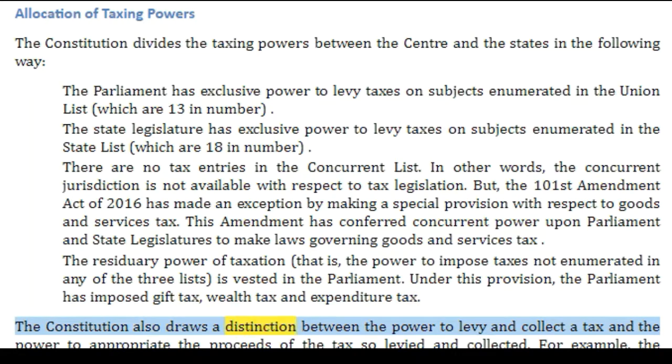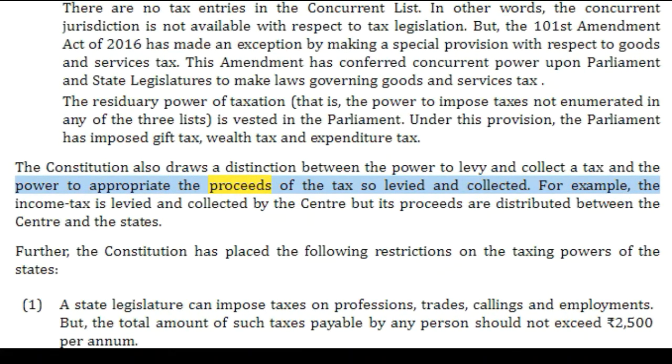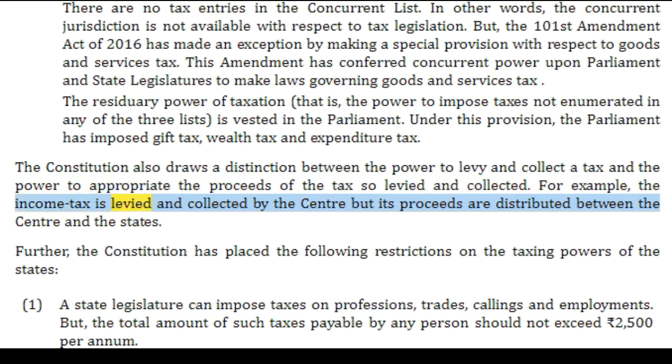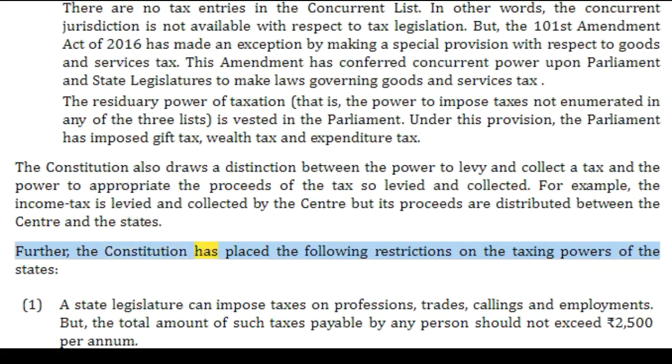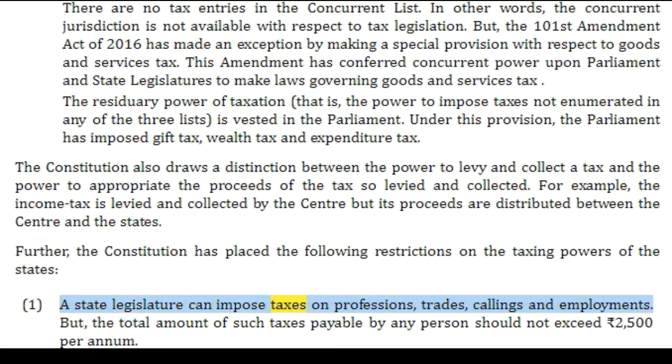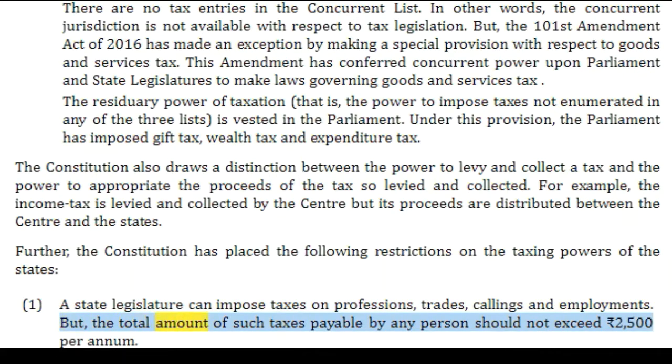The Constitution also draws a distinction between the power to levy and collect a tax and the power to appropriate the proceeds of the tax so levied and collected. For example, the income tax is levied and collected by the center, but its proceeds are distributed between the center and the states. Further, the Constitution has placed the following restrictions on the taxing powers of the states. 1. A state legislature can impose taxes on professions, trades, callings, and employments. But the total amount of such taxes payable by any person should not exceed 2,500 rupees per annum.